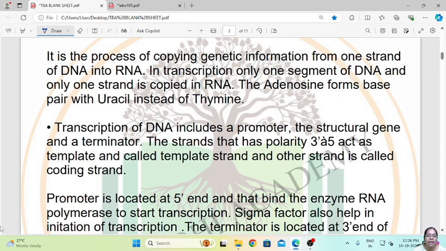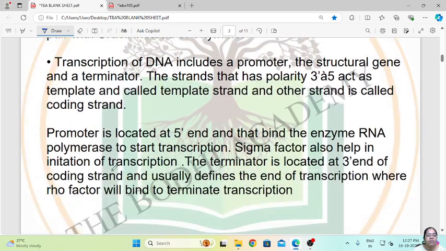So the strand that has polarity 3' to 5' acts as a template and is called the template strand, and the other strand is called the coding strand. The promoter is located at the 5' end, and that binds the enzyme RNA polymerase to start the transcription process. The sigma factor also helps in the initiation of transcription. Once the RNA polymerase binds, it requires the sigma factor so that the initiation of the transcription process starts.